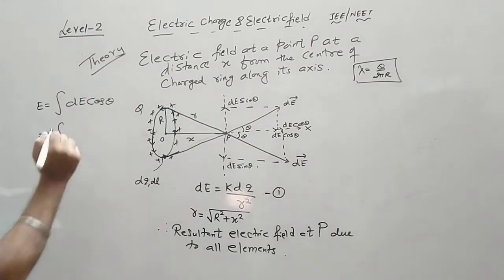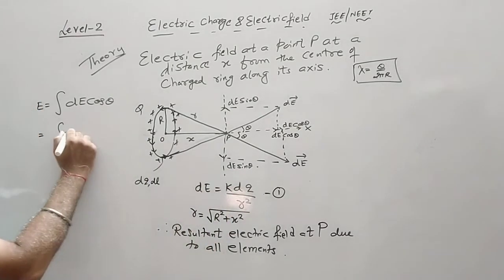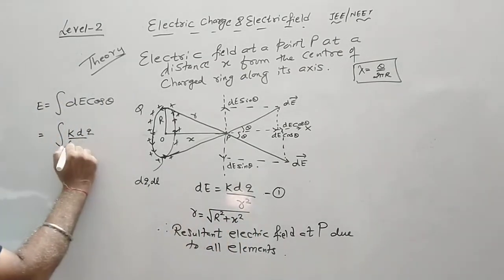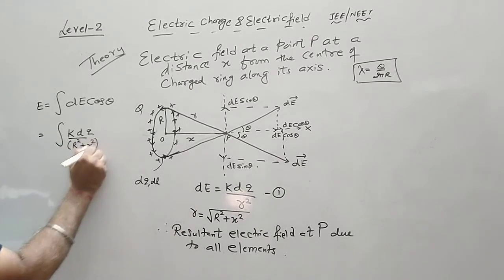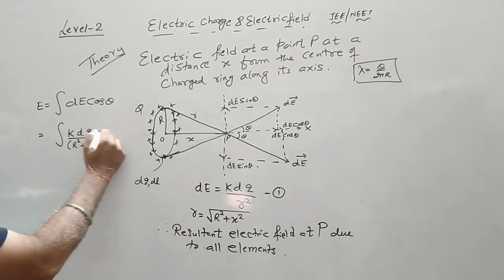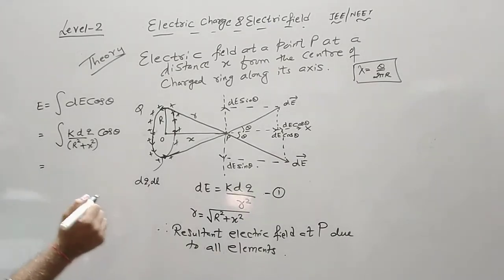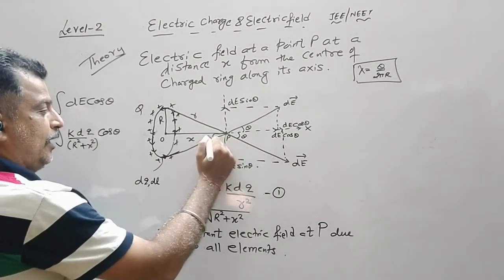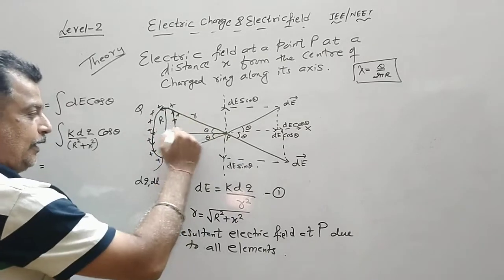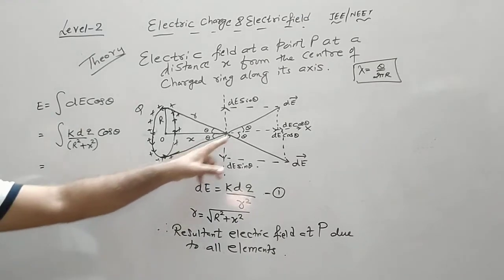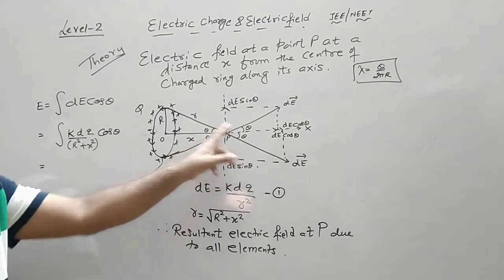This is equal to integration dE, that is K dQ upon, here we have R square, so square of this, that is R square plus x square, then cos theta. Now cos theta can be written as adjacent upon hypotenuse. Now if this is the theta angle, these angles are also theta. So we have a right angle triangle, two right angle triangles. So if this is theta, these are vertically opposite angles, so this is also theta.